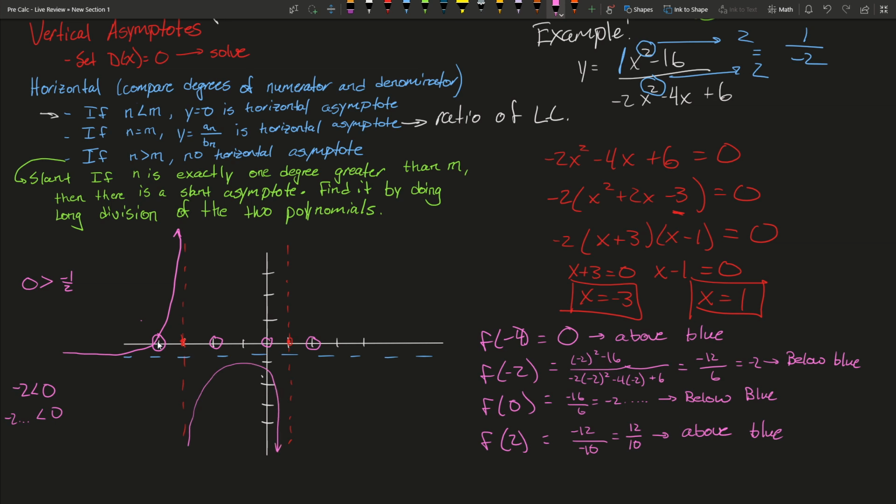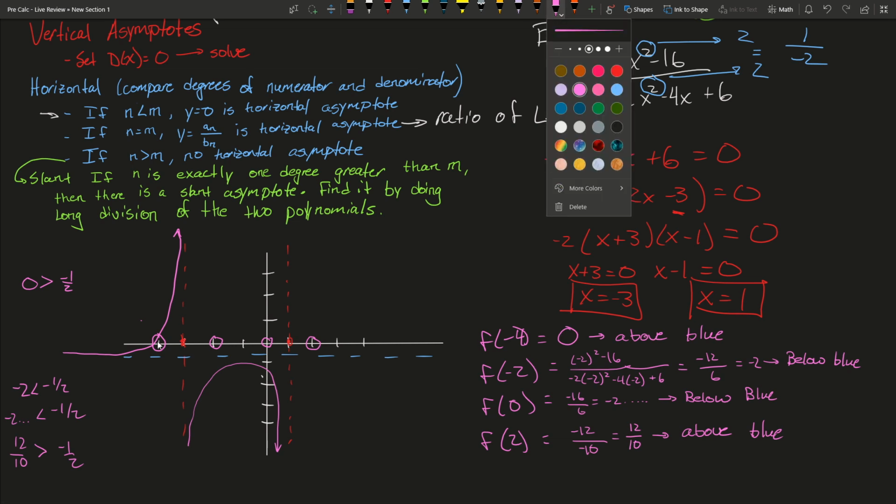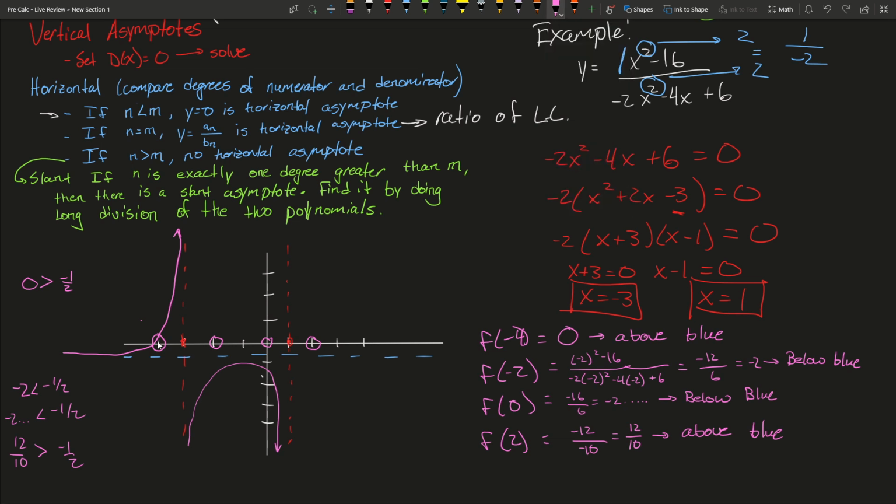Then when we plug in 2, we get -12 over -10, which simplifies to just 12 over 10, which is positive. So 12 over 10 is greater than -1/2. And these two middle values should read -1/2, because that's the blue line. Now, because 12/10 is greater than -1/2, our graph is going to be above the blue line and to the right. So our graph will look like what we have in pink.